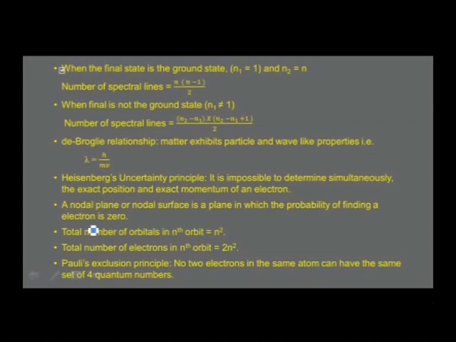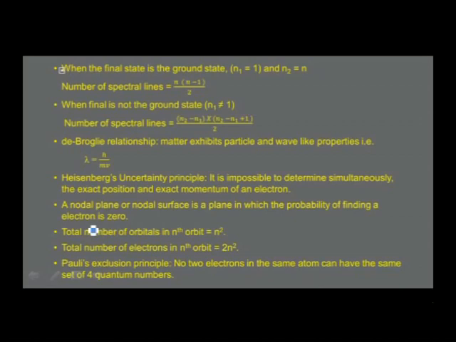De Broglie relationship, which talks about the particle and the dual nature of the electron, says matter exhibits particle and wave-like properties. That is, lambda is equal to h by mv. Lambda is the wavelength, h is Planck's constant, m is the mass, and v is the velocity.